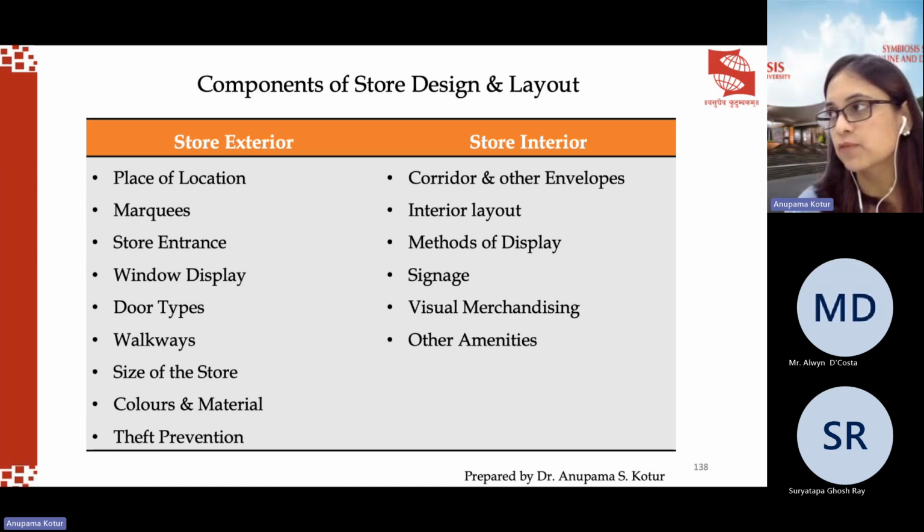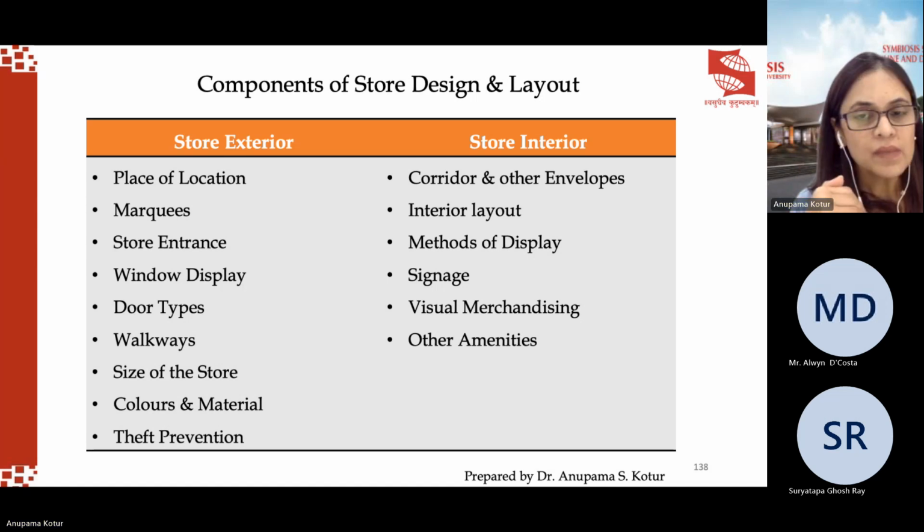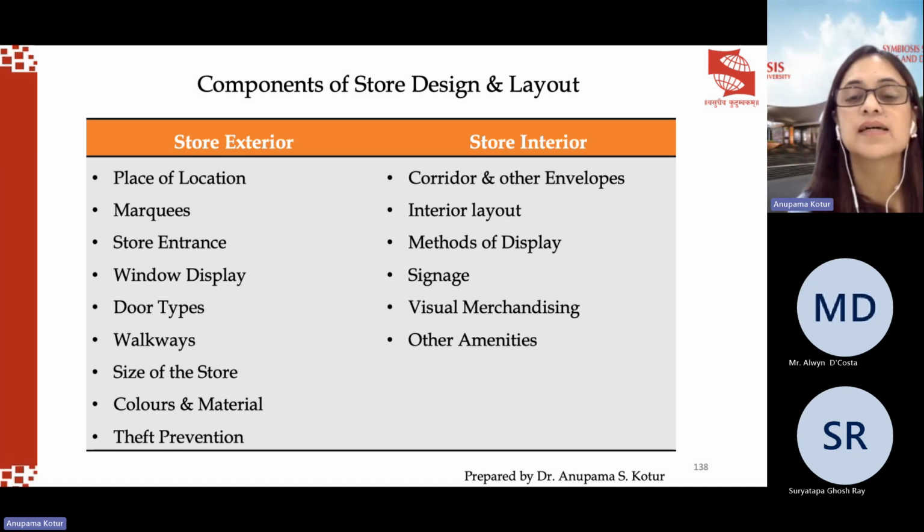When it comes to interior, of course, we are going to be studying the interior in great detail as we go along in the next session. But the store interior comprises not just the visual merchandising aspect, but the corridors, the other envelopes that are formed based on how you have placed your merchandise, the interior layout, the methods of display, signages, visual merchandising, of course, and other amenities. These are aspects that we are going to be studying one by one and in great detail.